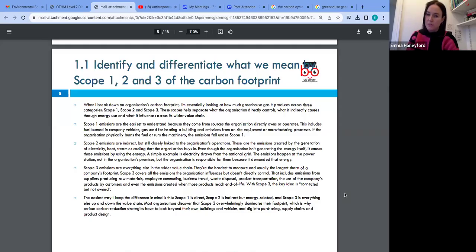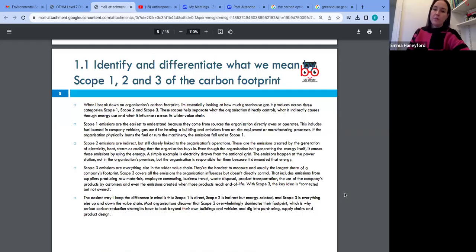So Scope 1 emissions are the easiest to understand because they come from sources the organisation directly owns or operates. This is the scope area that organisations probably have more control over, to get a grip of, essentially. It includes fuel burned in company vehicles, gas used for heating a building, and emissions from on-site equipment or manufacturing processes, a boiler, for example. If the organisation physically burns the fuel or runs the machinery, the emissions fall under Scope 1.